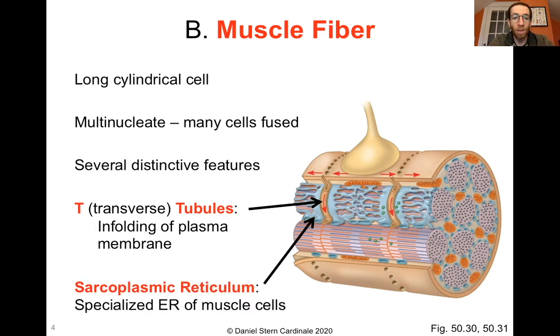We also have a highly modified endoplasmic reticulum called the sarcoplasmic reticulum, and that is also going to come into play when we talk about how muscle contractions work. You can see in this image that the SR, shown in this kind of grayish blue, is closely associated with those T-tubules. That's going to be very important for how these muscles function.